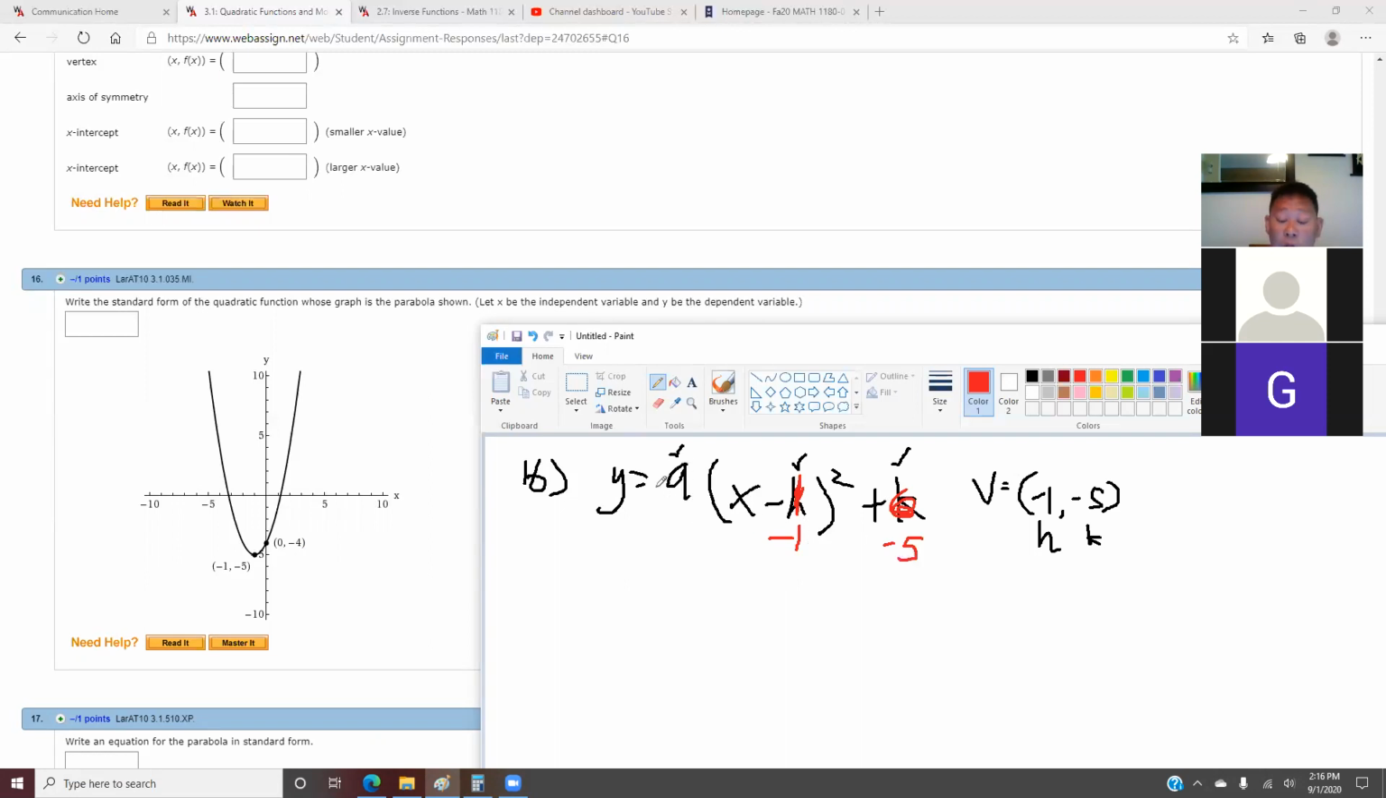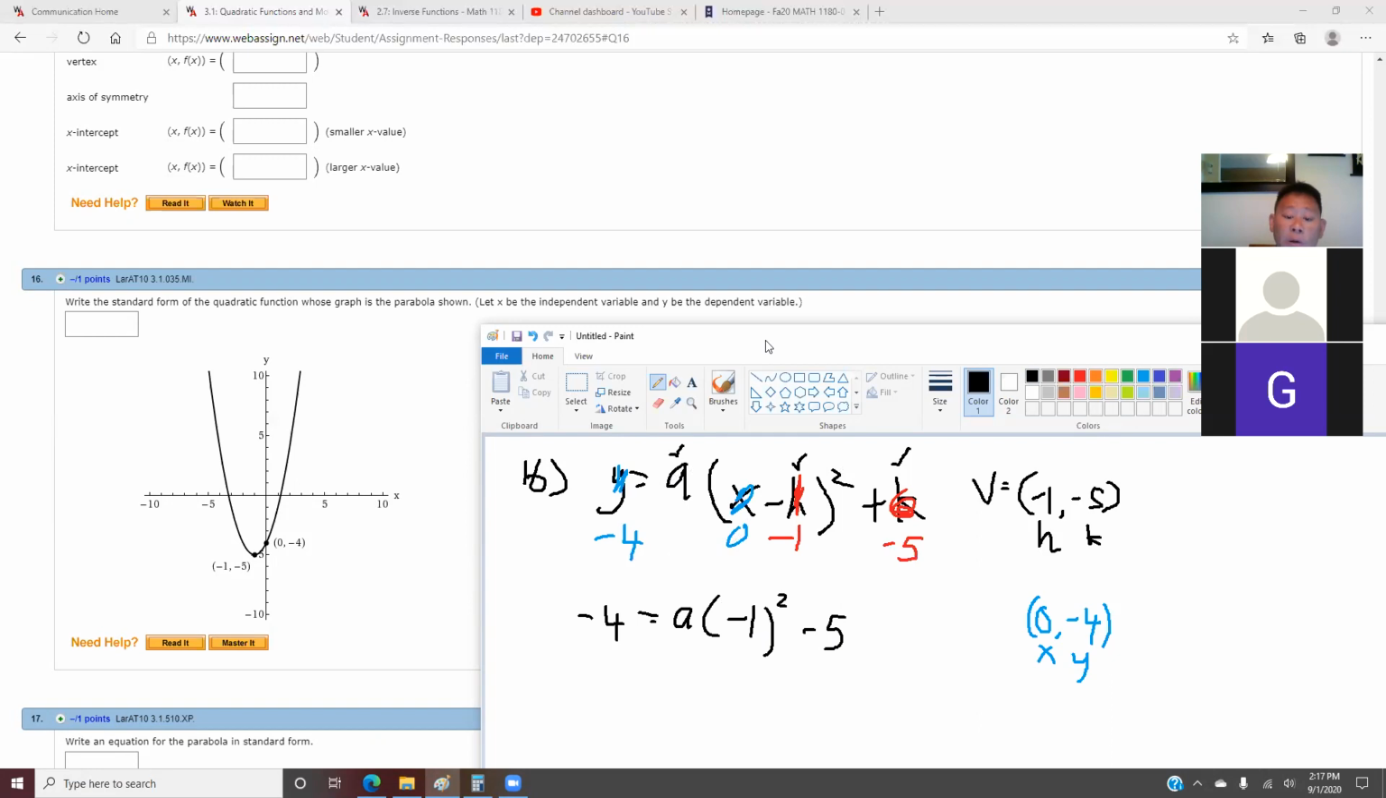Now my question is how you figure out a. In order for us to find a, you use one point. See the one point they've given us, (0, -4). You use this point to find a. 0 is your x, and y is -4. So I plug y as -4 here and x as 0. Now you've got all this, you can solve for a. So I'm going to rewrite this again. My y is -4, and I need to solve for my a. 0 minus 1 is -1, and you square it, then minus 5 because my k is 5.